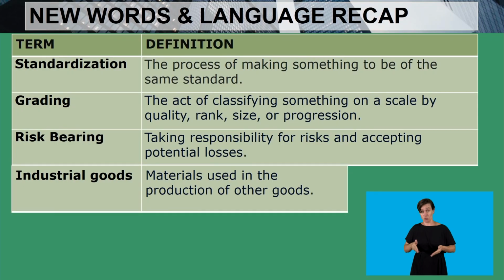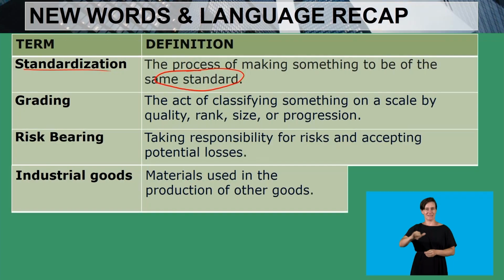The new words and definitions that you can come across in this lesson is standardization, which means the process of making something to be of the same standard. So in other words, we want the products to be the same from the first that we manufacture to the last one.